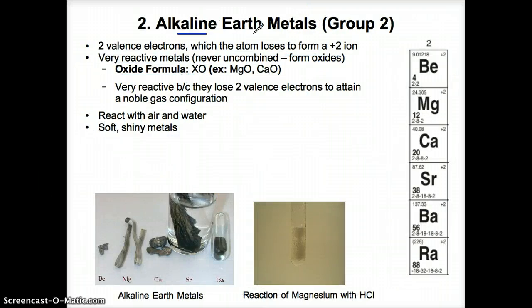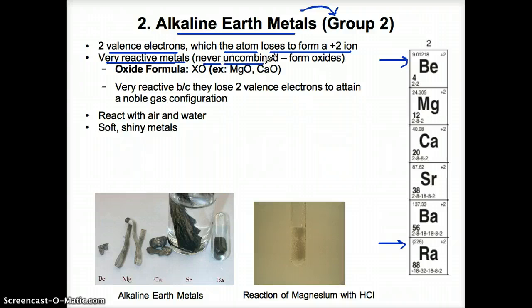All right, next we have alkaline earth metals in group 2, which range from the top here, beryllium, all the way down here to Ra, or radium. And alkaline earth metals, as you can see by the electron configuration, all have two valence electrons, which the atom of the alkaline earth metal loses to form a +2 ion. And alkaline earth metals tend to be very reactive metals. They're obviously not as reactive as alkali metals, but they are still very reactive.